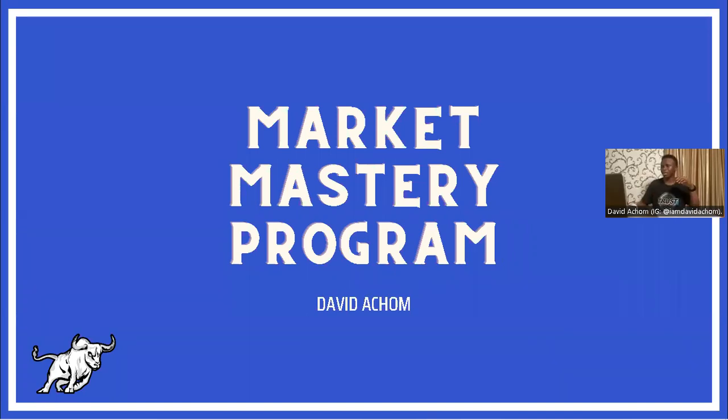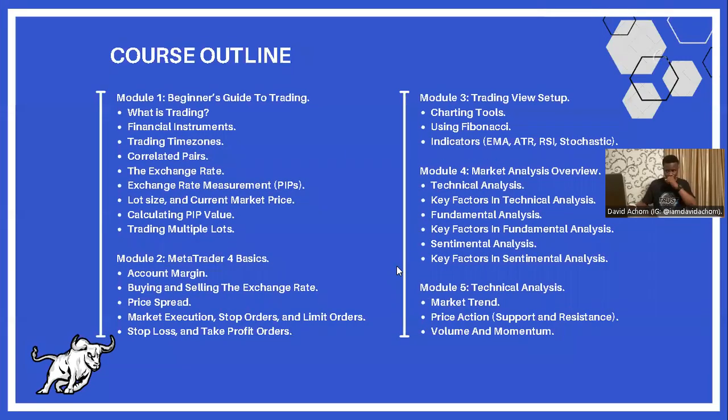And in the Market Mastery Program, the last time we discussed, we covered the beginner's guide to trading. We spoke about what is trading, financial instruments, trading time zones, correlated pairs, the exchange rates measurement, lot size and current market price, calculating PIP value, trading multiple lots. Then we moved to module 2, which was MetaTrader 4 basics. In MetaTrader 4 basics, we did it individually, for those who are using Android and those who are using iPhone, we covered those.